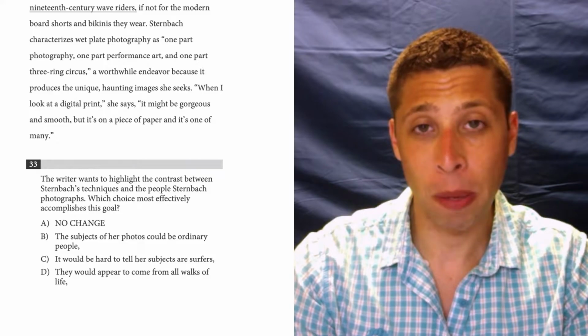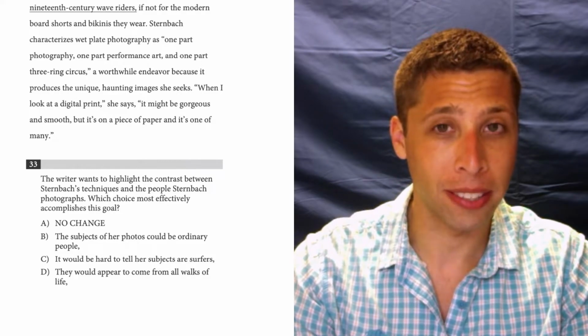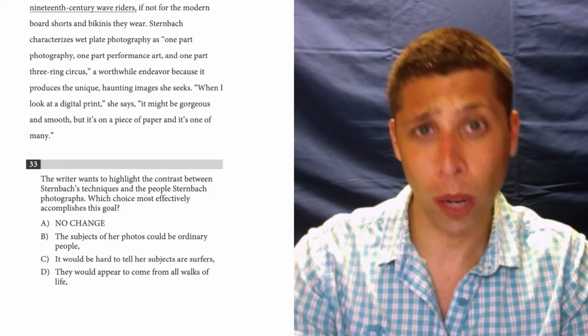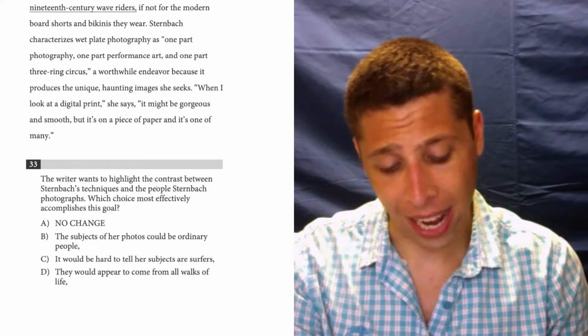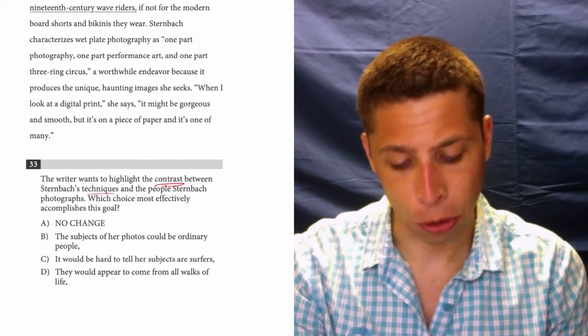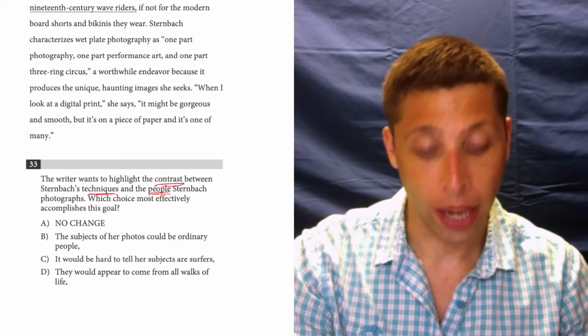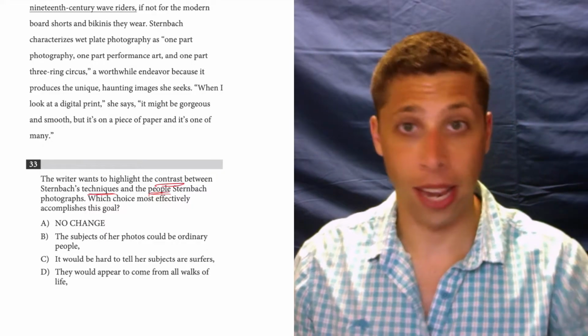This question trips people up. They have a little trouble with it because it's hard to figure out what the goal is, even though it's very clear in the question what the goal is, right? The writer wants to highlight the contrast between Sternbach's techniques and the people Sternbach photographs. Okay, so contrast between the techniques and the people.